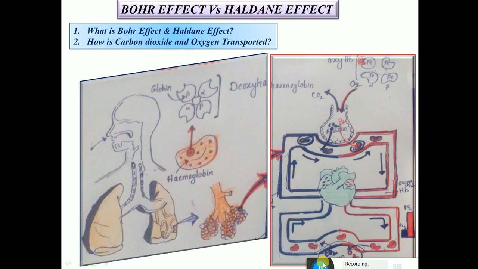At the same time, the affinity of CO2 towards Hb is directly dependent on the amount of O2 present in the alveolus. That means CO2 greatly affects the binding capacity of Hb for O2, and O2 greatly affects the binding capacity of CO2 to Hb. So these two effects are opposite to each other.